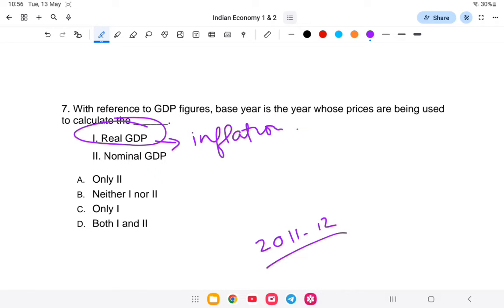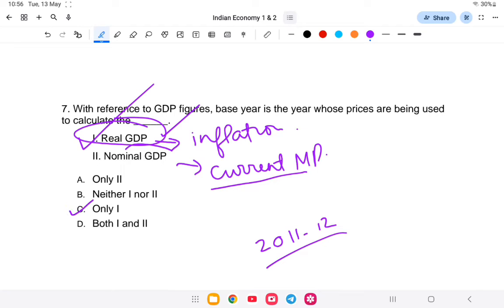Nominal GDP is measured at current market prices. The one that is measured at current market prices is nominal GDP, and the one that calculates inflation is real GDP. So the answer is what? Only one, that is only real GDP. Nominal GDP is not it; only real GDP will be calculated. Let us study in detail.